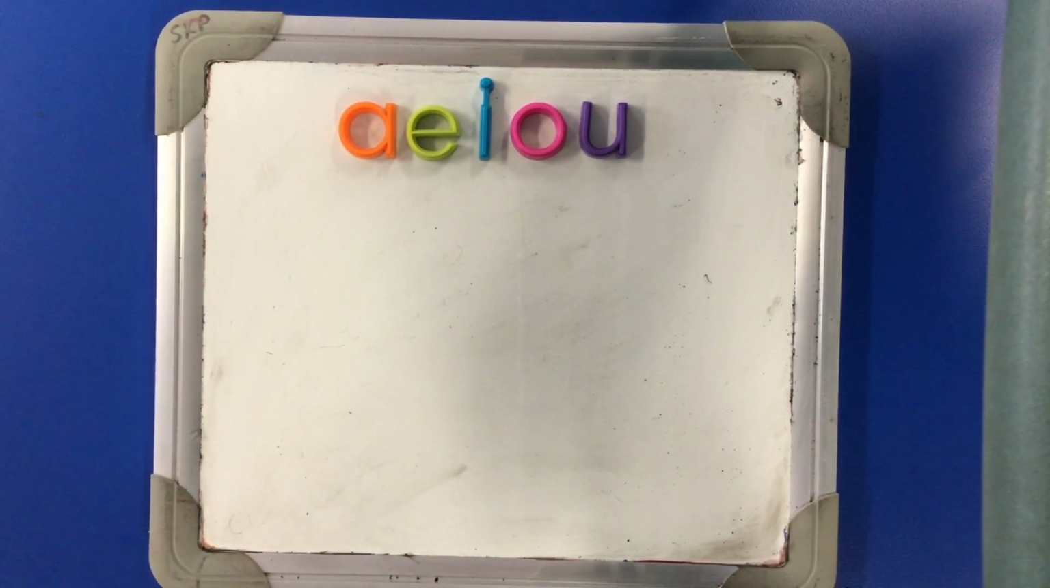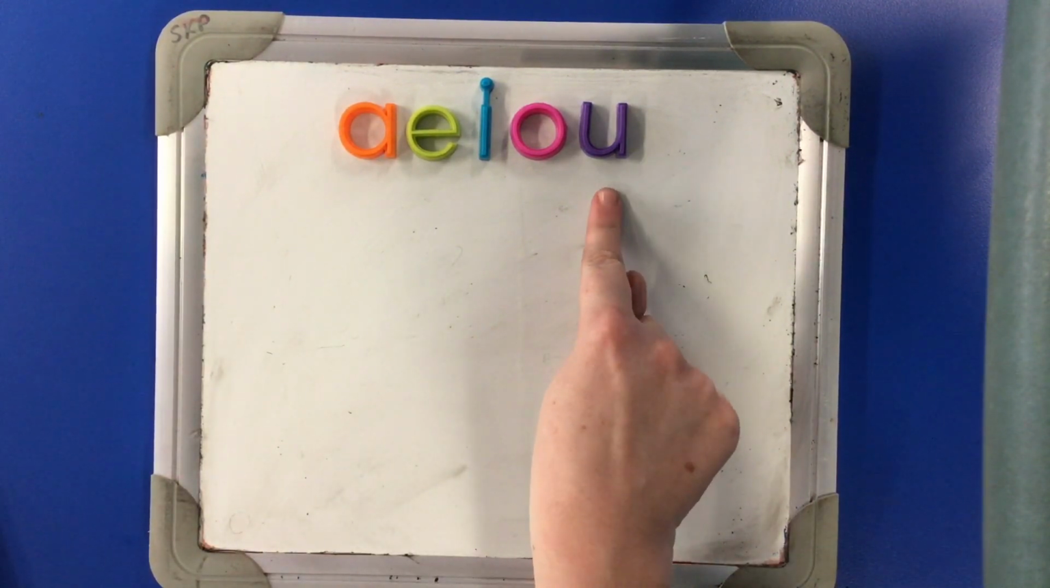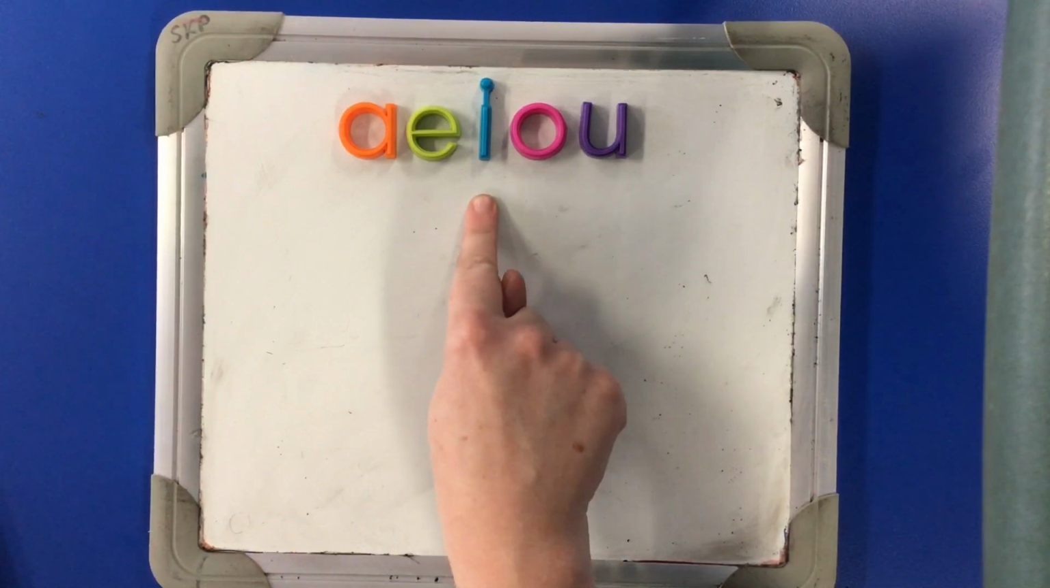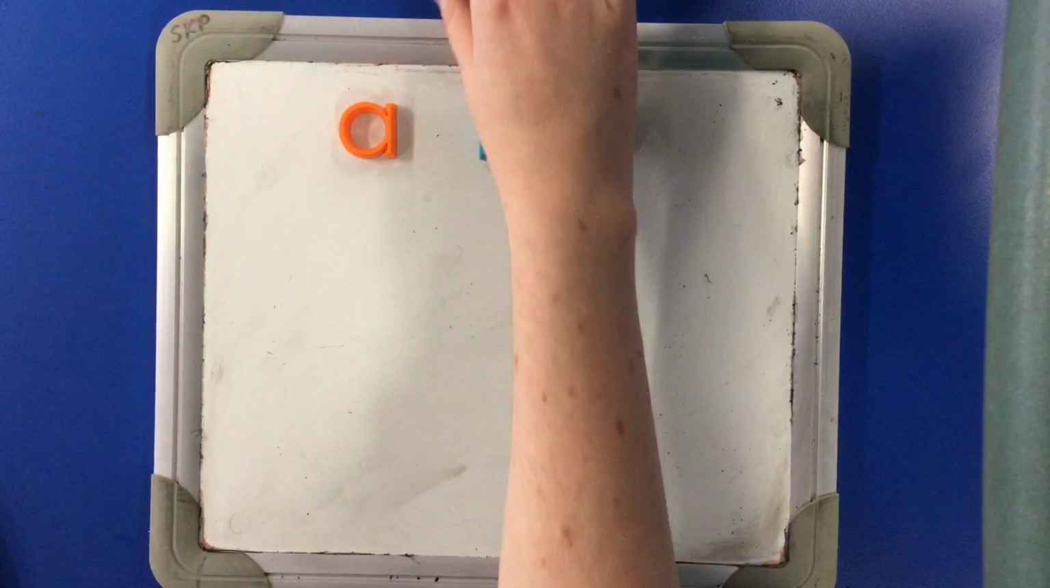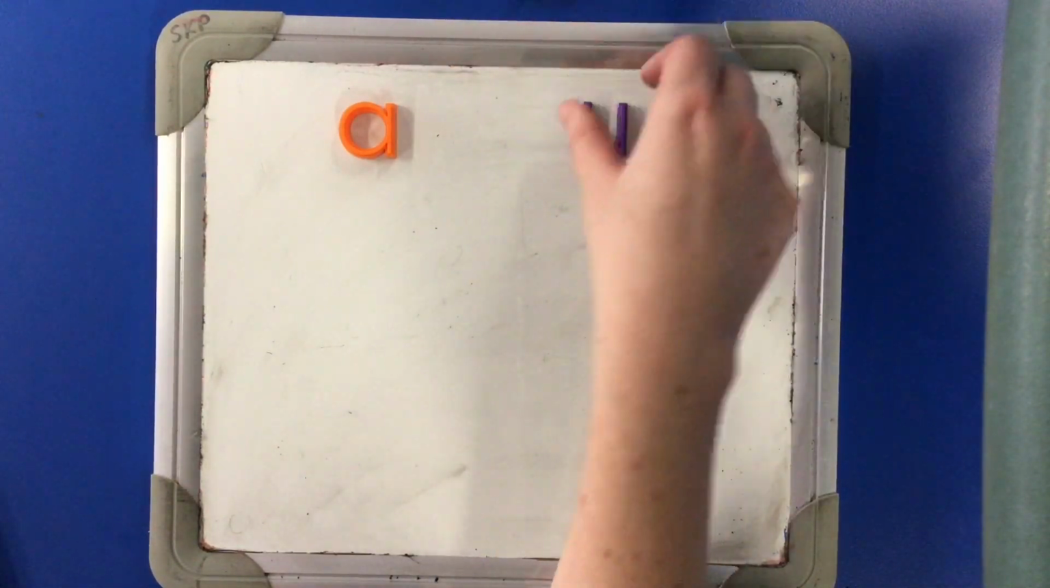This week in spelling, we are looking at one of these 5 vowels. It's not the U, it's not the O, it's not the I, it's not the E, so it must be the A.